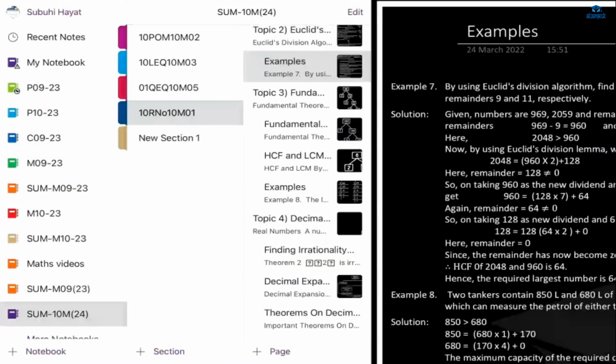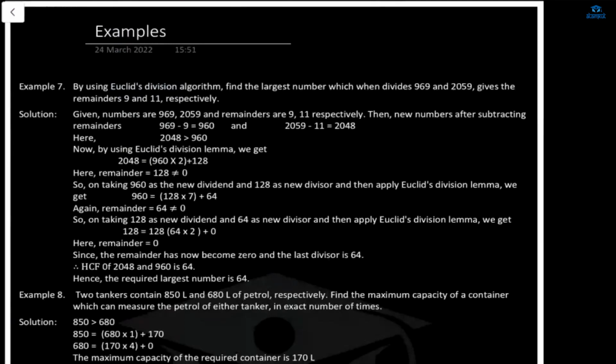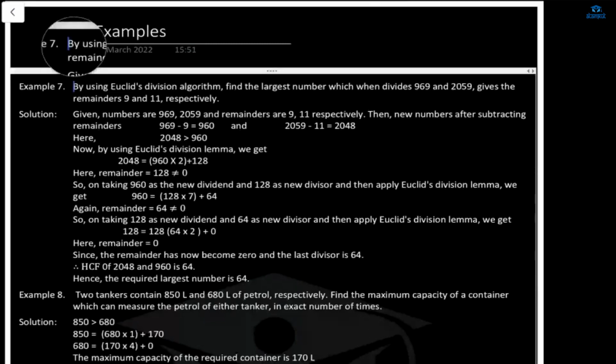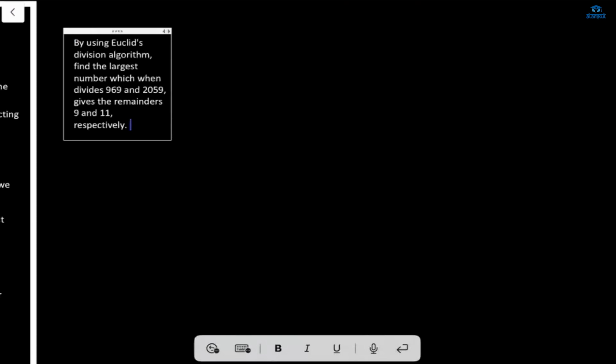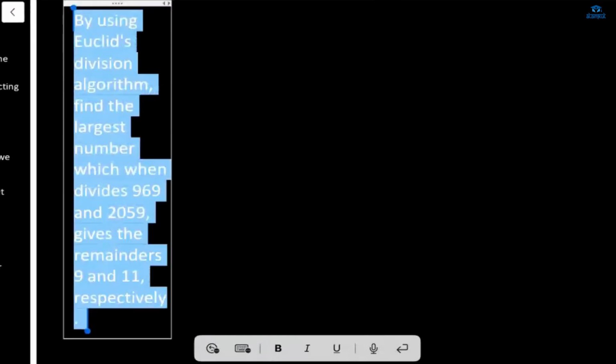So I think we have already discussed the Euclid's formula. Okay, division algorithm. See here. By using Euclid's division algorithm, find the largest number which when divides 969 and 2015 gives the remainder 9 and 11. Since it is giving you the remainder, we will not go into too much detail, because we need to complete the chapter also.